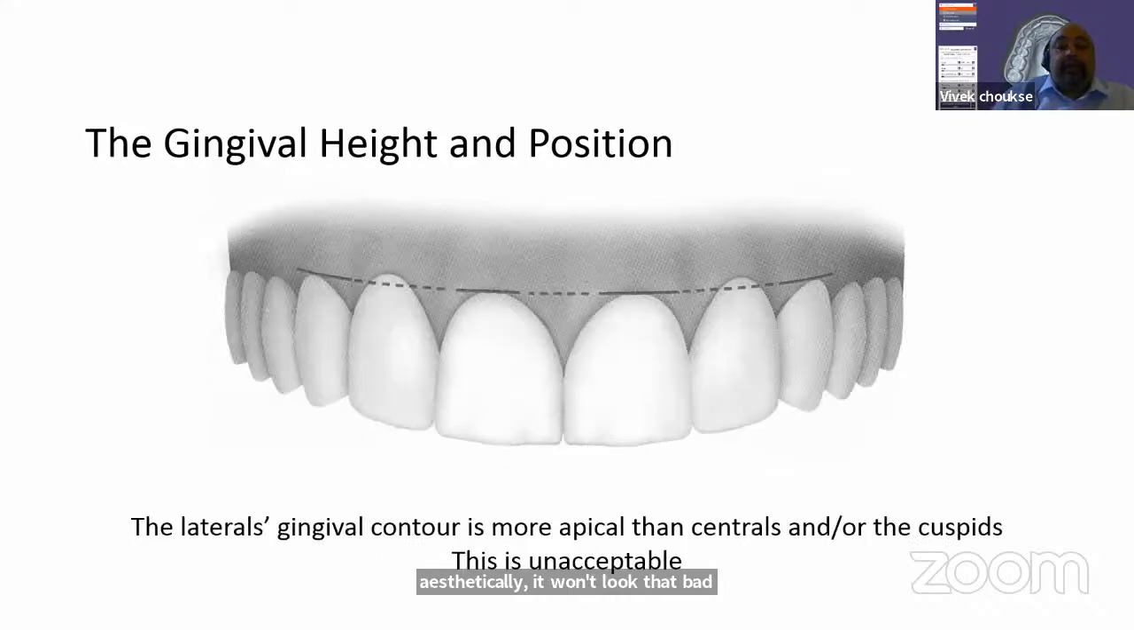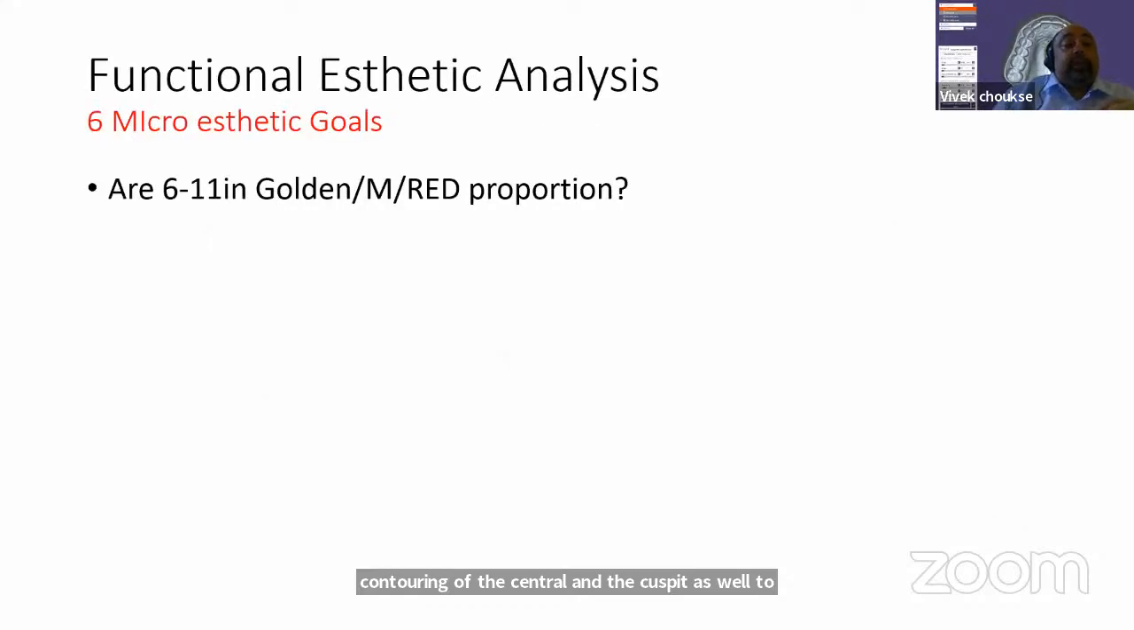But if it is this position in which the laterals are more apical to the central and cuspid, such gingival height and position is not acceptable, then we must see the soft tissue contouring of the centrals and the cuspid as well to come to at least the second position which we saw. So second is whether 6 to 11, or all the anteriors, are in the golden, M or red proportion.